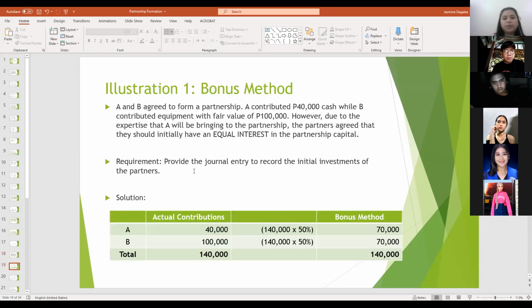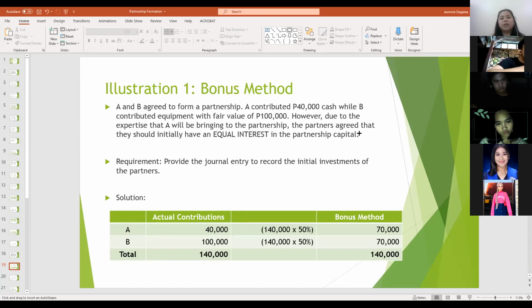Example, A and B agreed to form a partnership. A contributed 40,000 cash while B contributed equipment with fair value of 100,000. However, due to the expertise that A will be bringing to the partnership, the partners agreed that they should initially have equal interest in the partnership capital. Yan. So may agreement sila, equal dapat tayo, 50-50 yung capital accounts natin, initial contribution.